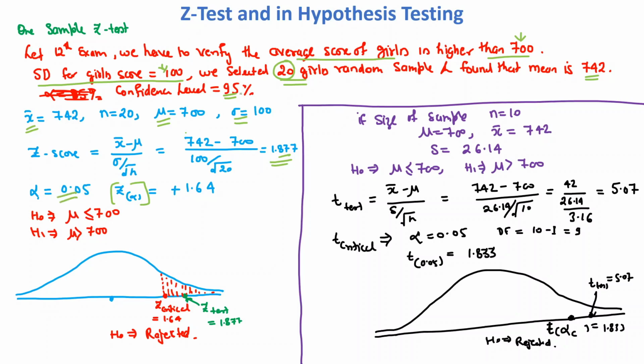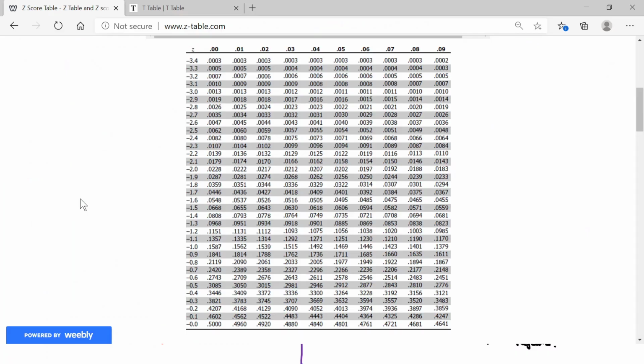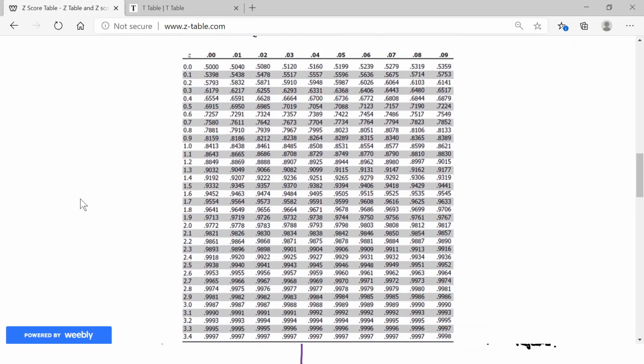Now we need to calculate the z value corresponding to the alpha. The confidence level is 95%, so alpha is equal to 1 minus 0.95, which gives 0.05. We need to calculate the z value corresponding to this 0.05, so we can use the z table to get this value. Here you can see 0.05.